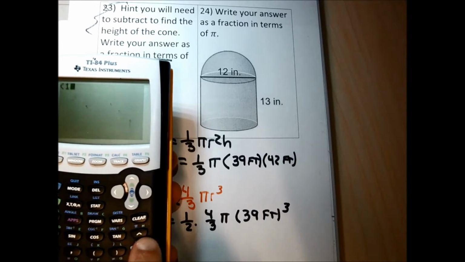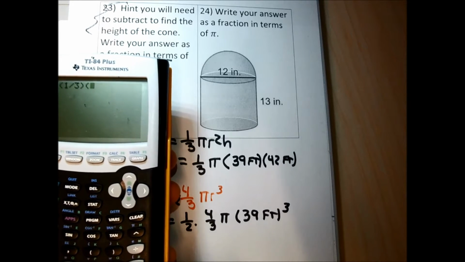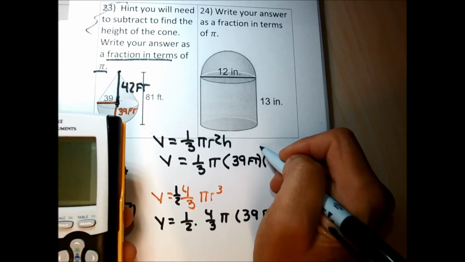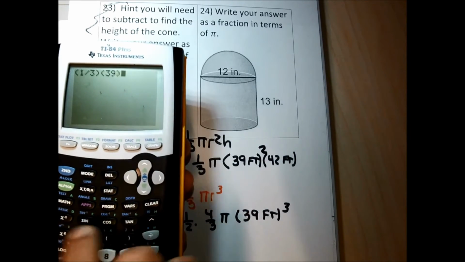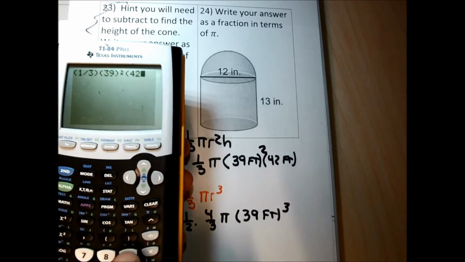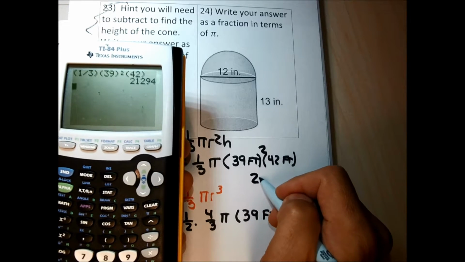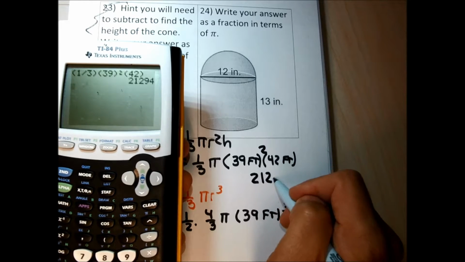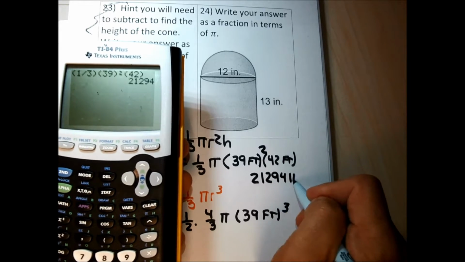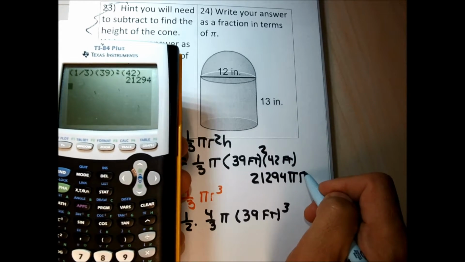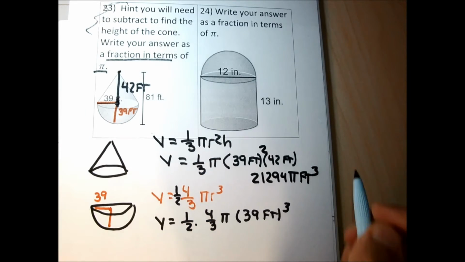I'm going to go 1 divided by 3 times 39 squared times 42. Oh wow. So that's 21,294 pi, because I haven't dealt with the pi, feet cubed. That's the volume of the cone on the top.